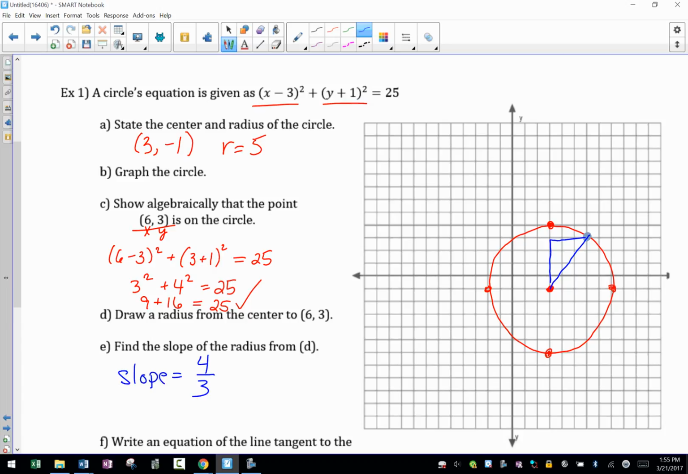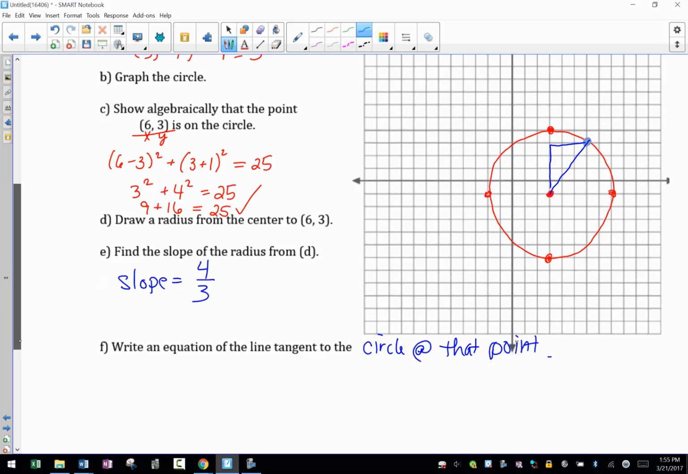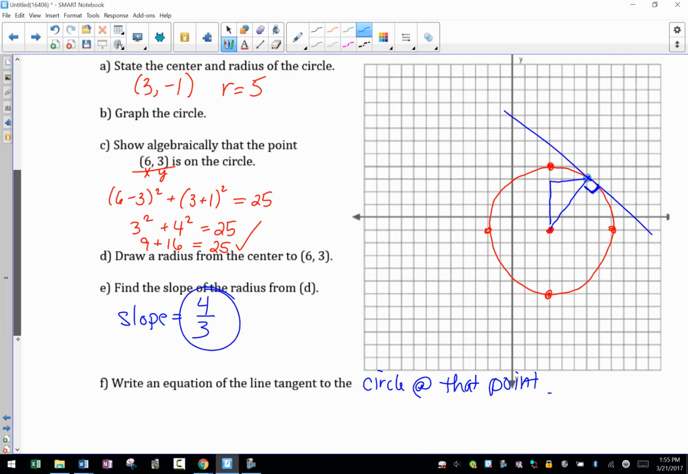Then it says write the equation of the line tangent to the circle at that point. I don't know why the words are covered. Sorry about that. Write the equation of the line tangent to the circle at that point. Okay, so if I want the tangent, I'm looking for this equation right here. Well, we just said the tangent and the radius need to be perpendicular. So this should be a right angle right here. And if that's a right angle, therefore their slopes should be opposite reciprocals.